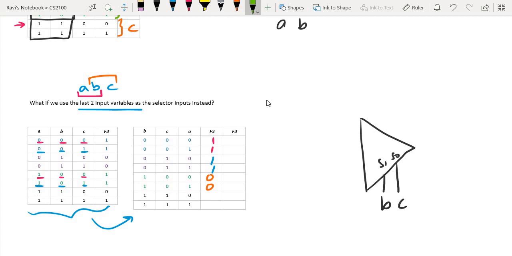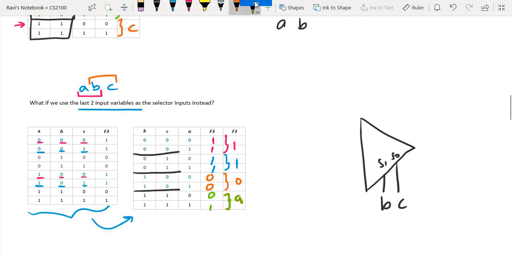So I'm just going to put them here, and once you get the values, then you do the same thing again. So you group them in twos and then you see the relationship. So for the first one, you can see the output is always a 1. For this, you see the output is always a 1. Here, the output is always a 0. And for the last one, the output follows A. Okay, the output here follows A.